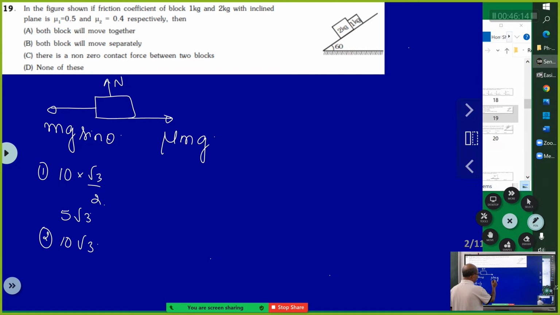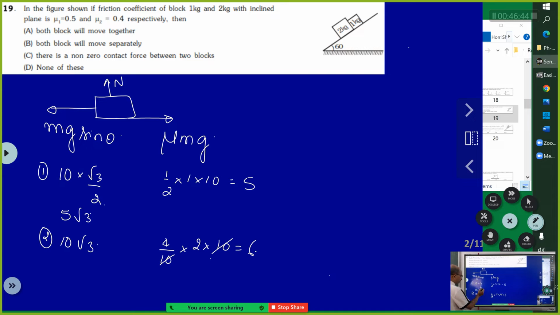And here what is it going to be? For the first one it is 1 kg, so mu is 0.5, which is half into 1 into 10. So the frictional force is going to be 5 newtons here. And for the second case, mu is 0.4, so 4 by 10 into 2 kg into 10. So 10 will cancel, and this is 6 newtons.